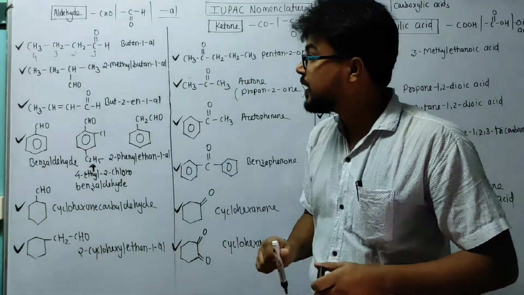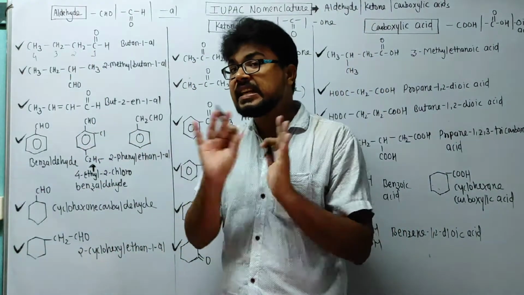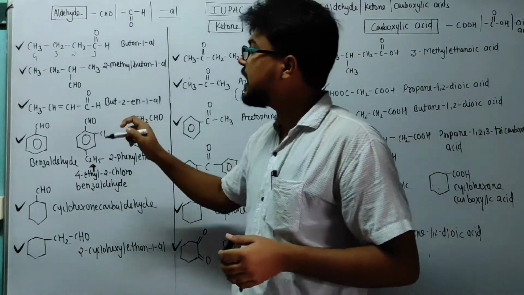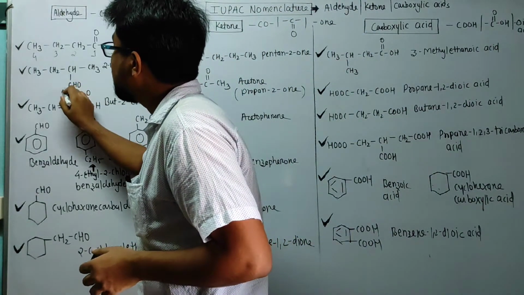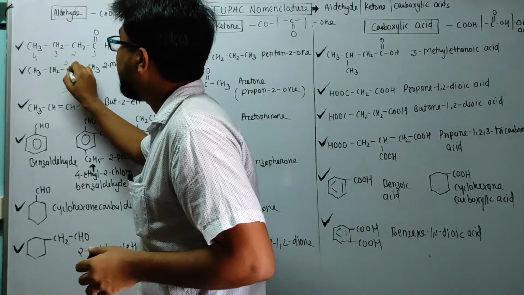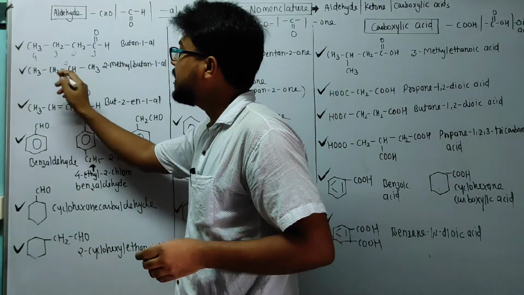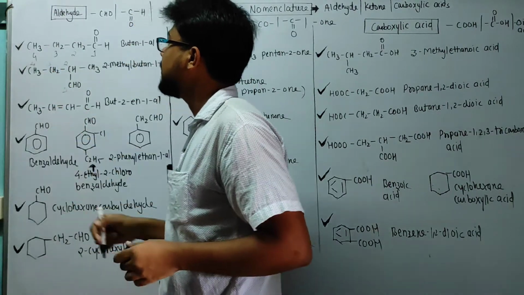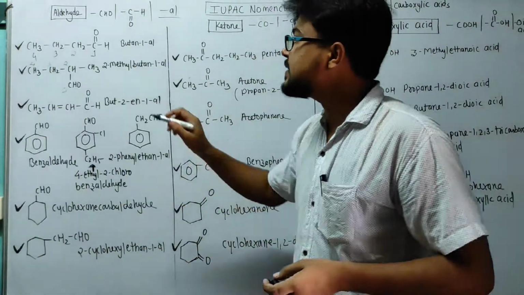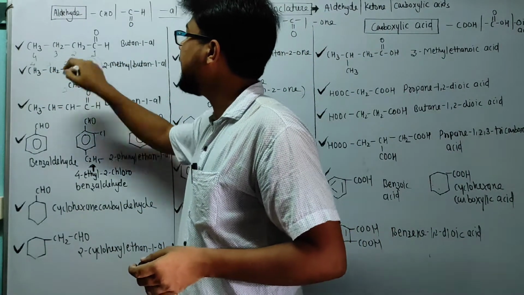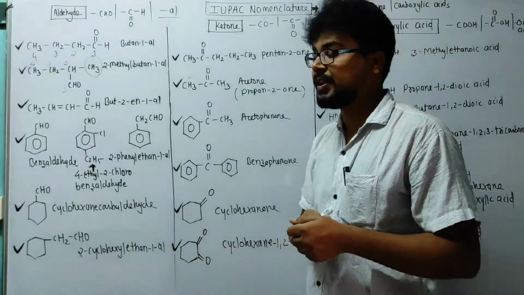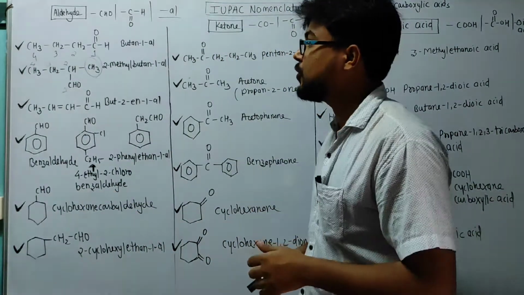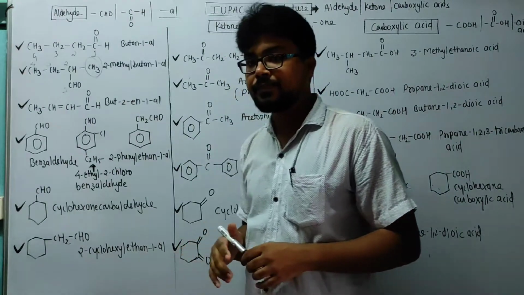What will I do? Whatever the branching is, no problem. Numbering will start from the functional group carbon only. So starting from there, we will move towards the longest chain. So check 1, 2, 3, 4. The answer is 2 methyl. Now methyl is a side chain. Methyl is what? Side chain. 2 methyl butane 1 al.